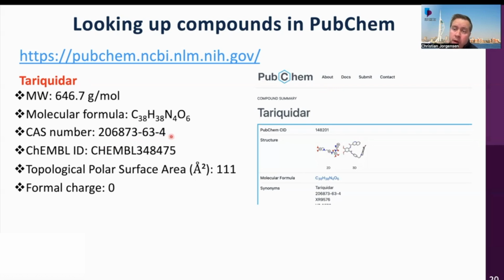So again, this is where PubChem is really useful. It has a ChEMBL ID, so this also means you can go on PubChem, get the ChEMBL ID, and then go to ChEMBL and immediately find the drug that you're talking about. It has things like a topological polar surface area of 111 Angstrom squared. It has a formal charge of 0. And there's more information. So I hope this explained a little bit about the ChEMBL and PubChem databases. These are open source databases.